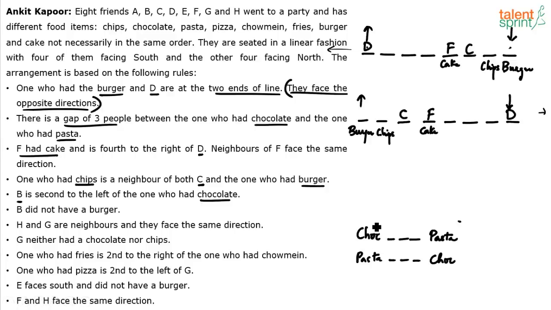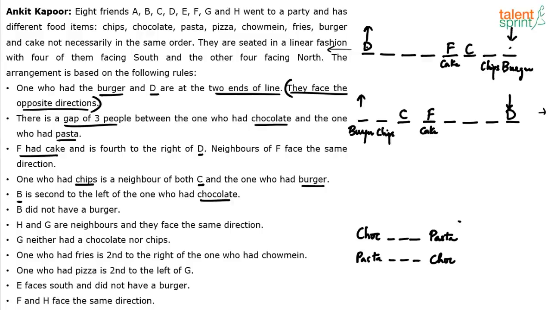But again, there will be multiple possibilities. It depends on whether chocolate guy is facing south or north. If chocolate guy is facing north, B will come on this side. If chocolate guy is facing south, B will come on this side. Similarly, here if the chocolate guy is facing north, B comes on this side. If he's facing south, B comes on this side. So I think let's keep it on hold. We'll look for more clues. No point in connecting here. It will give 4 possibilities.